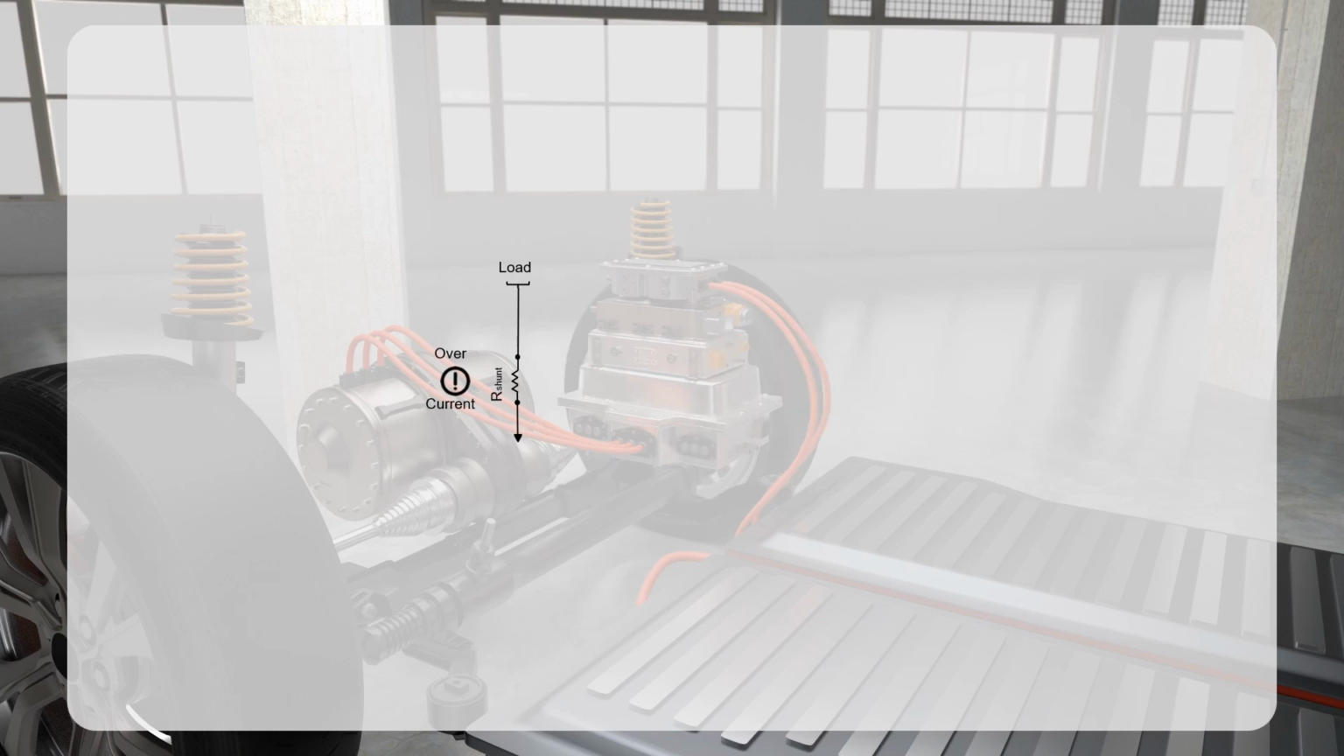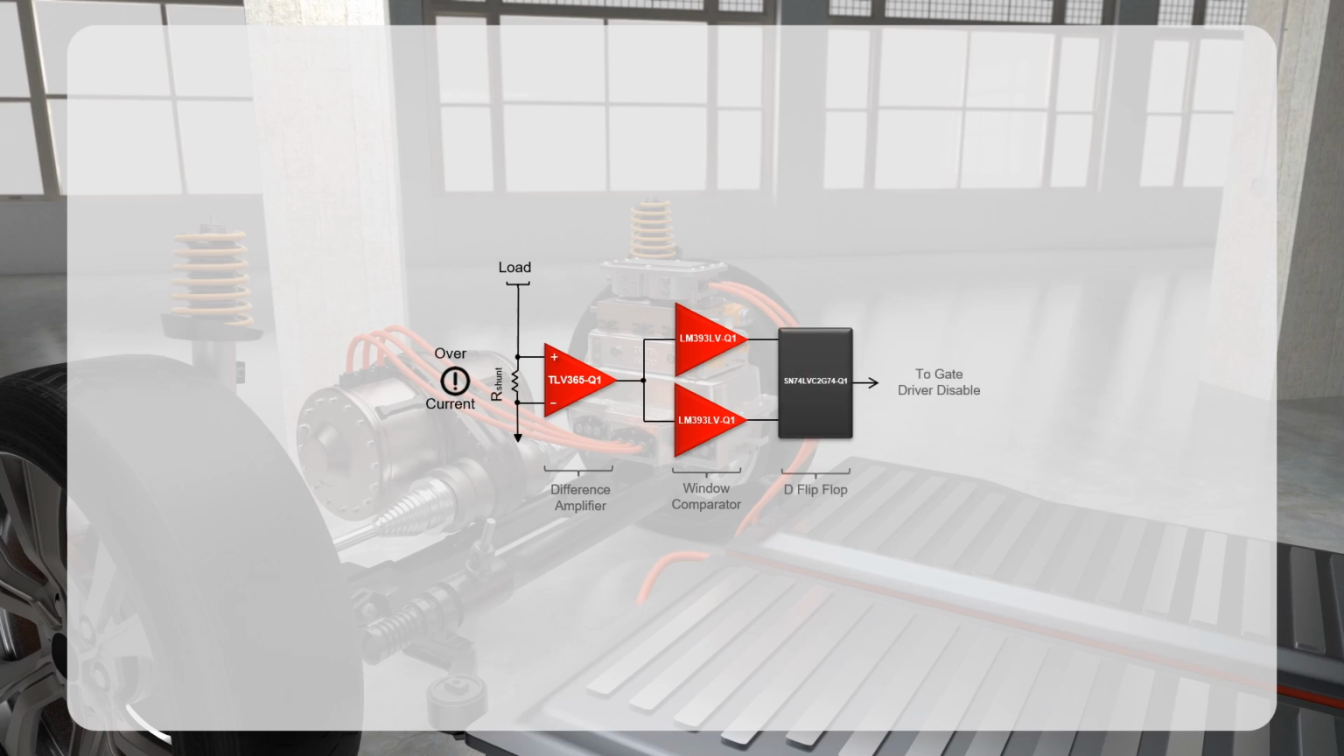To reduce power consumption, a very small ohm value resistor is used. In this example, the circuit has 3 stages. First, measure and amplify the voltage drop across the shunt resistor. Second, compare the amplified voltage with the defined thresholds using a window comparator. And third, if the voltage falls outside of this range, a D flip-flop is set high, triggering a gate disabling circuit to shut down the system.